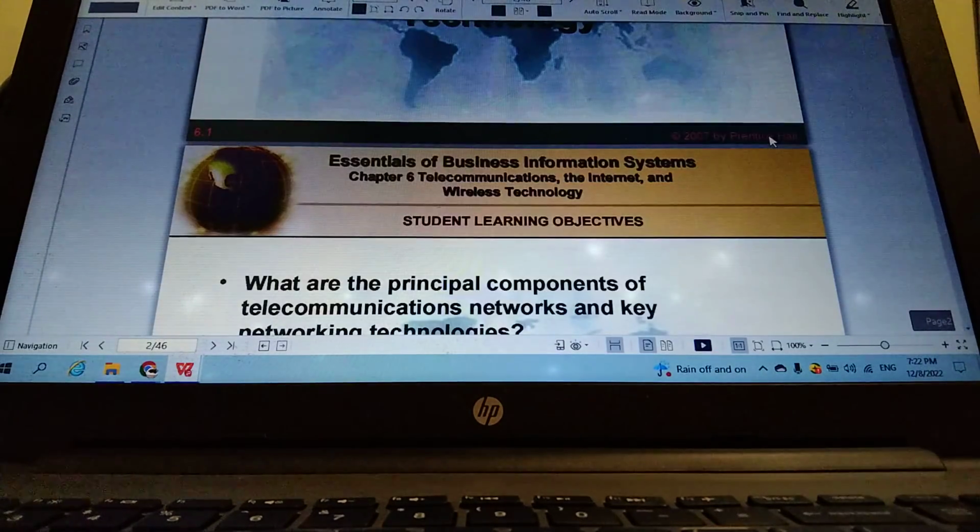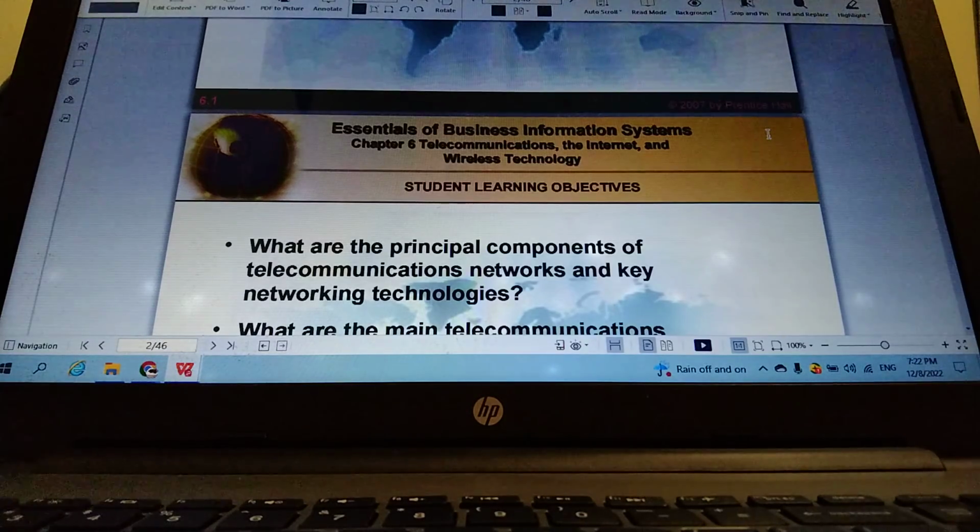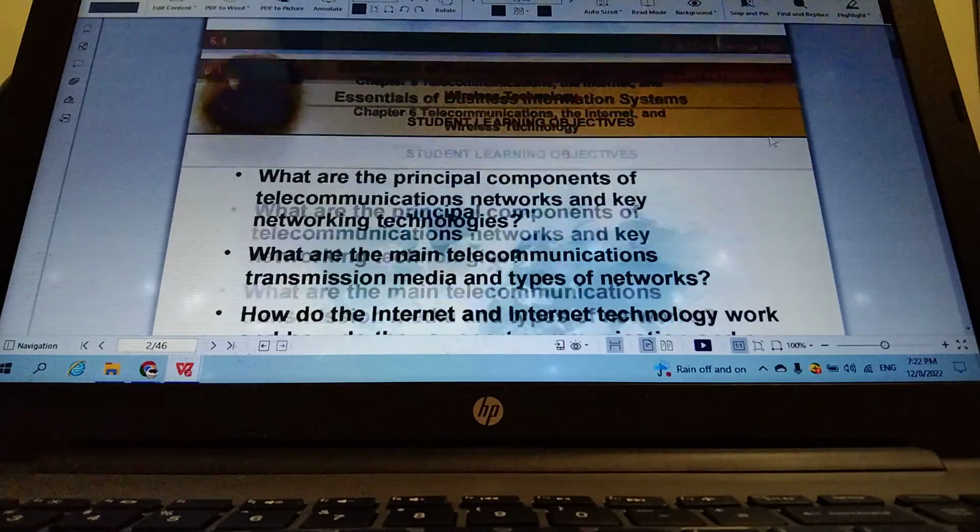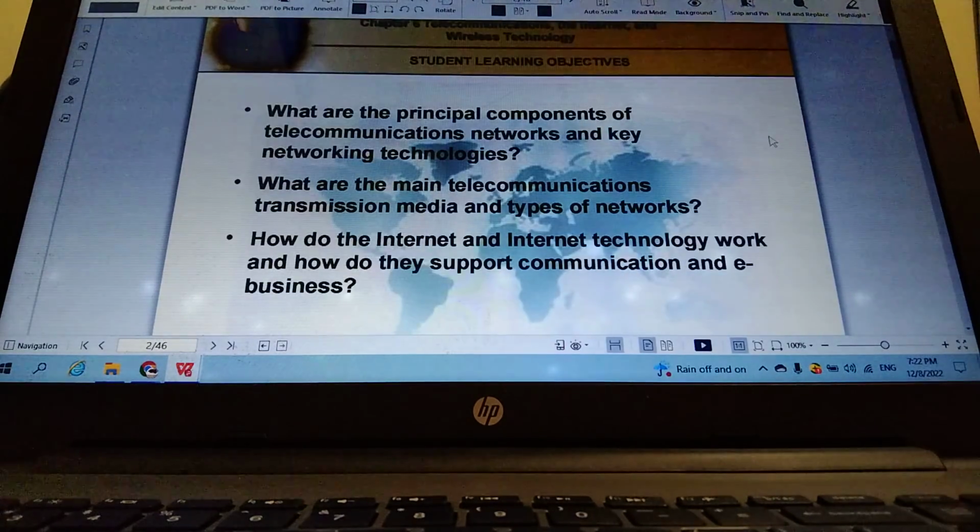So as usual, let's look at the learning objective. The first learning objective is about what are the principal components of telecommunication network and key networking technologies. So we will be looking into some telecommunication network. In other words, we just call it network, and some key networking technologies.